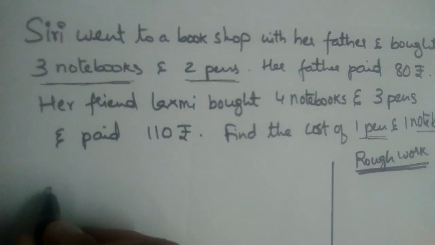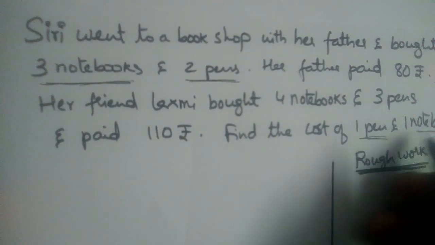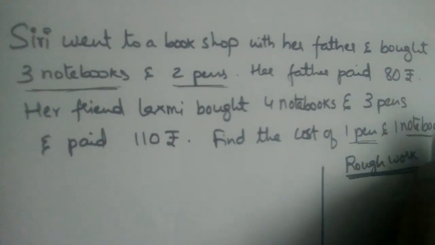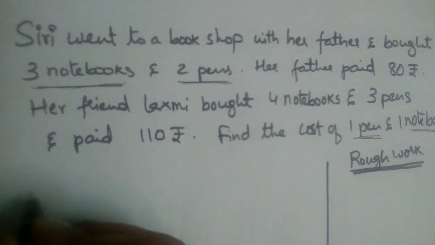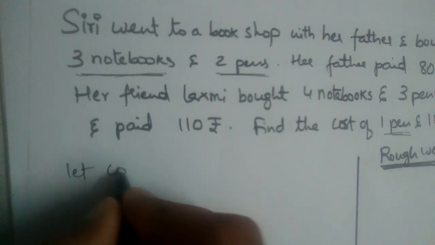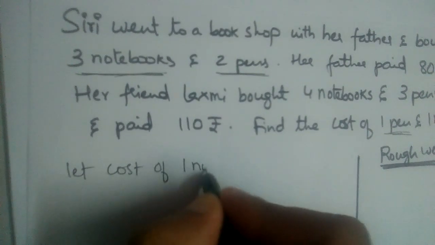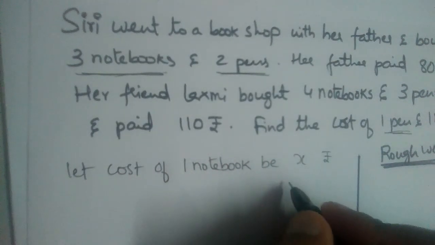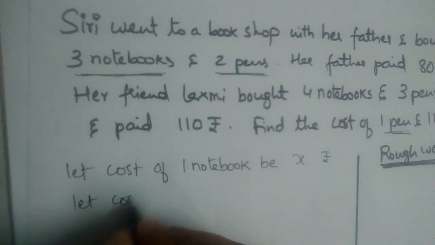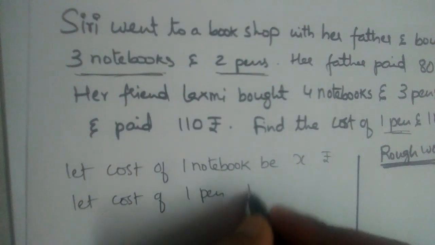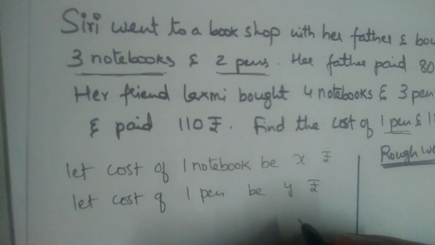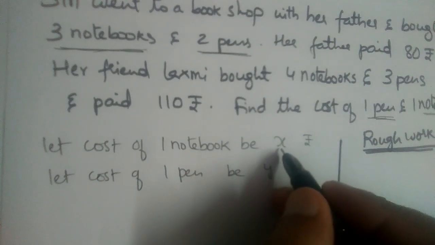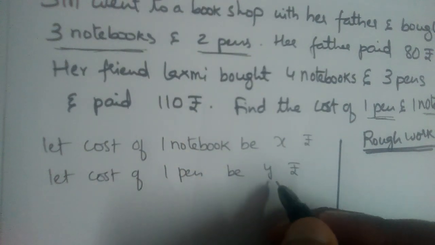So what should we write is, whatever values we need to find, we should write it as x and y. Here we have two variables. We need to find the value of cost of 1 notebook and cost of 1 pen. All right, so let cost of 1 notebook be x rupees, and let cost of 1 pen be y rupees. Cost of 1 notebook is x rupees, cost of 1 pen is y rupees.